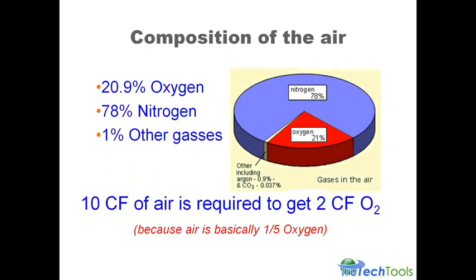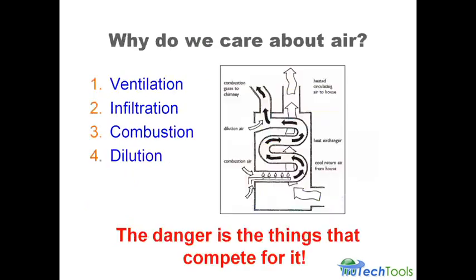We're talking about the composition of the air. Again, it's 20.9% oxygen, 78% nitrogen, 1% other gases. But here's what you need to know about that. In order to get that 2 cubic feet of oxygen we need, 10 cubic feet of air is required, because the air is basically 1/5 oxygen.